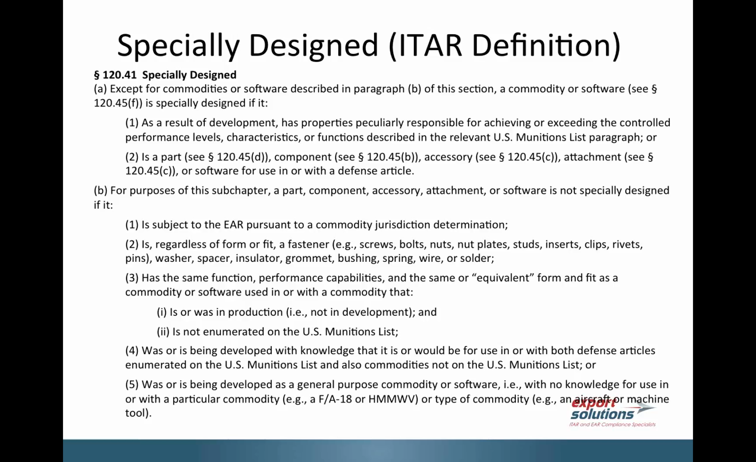And of course, if you know that the item is going to be used in both defense articles and items that are not on the U.S. Munitions List, that's almost by definition dual use, so that would also be a release. And if it's a general purpose commodity, this is the same paragraph 5 that was in the EAR, with no knowledge of use in a particular commodity. We find a lot of our clients do business with companies in Israel, and the Israeli defense industry is very, very secretive about what things are going to be used in. So you don't know what the end item is going to be. If you have no reason to believe it's going to be used or designed to go into something purely military, it may be released upon that as well.